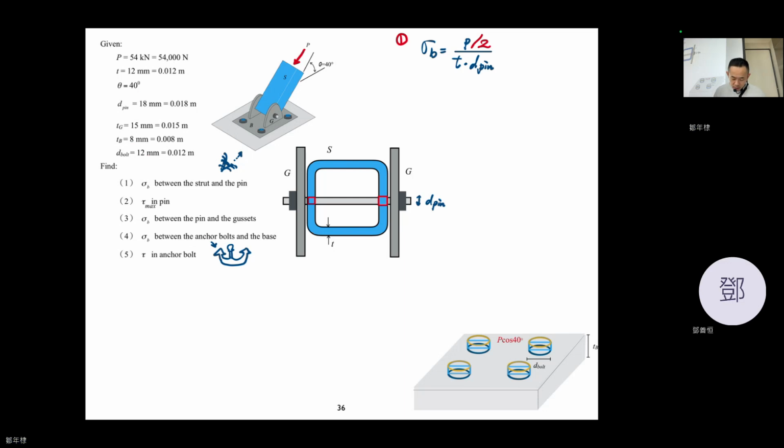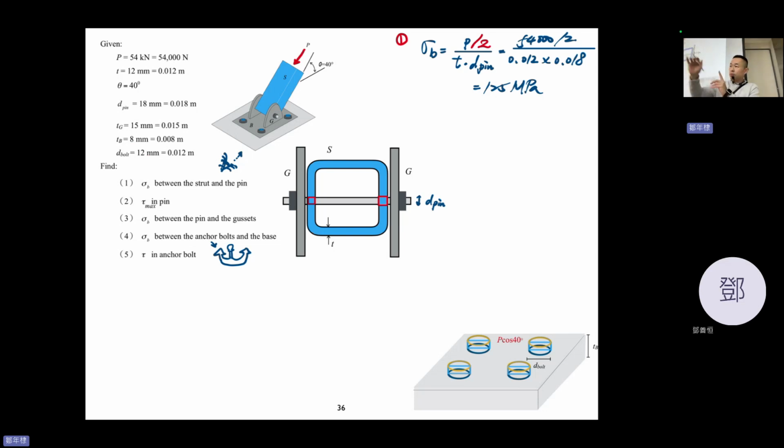So 54000 divided by 2 times 0.012 times 0.018 gives 125 megapascal. So thanks to the pin bearing, it suffers this bearing stress of 125 megapascal to stop the strut from hitting you.